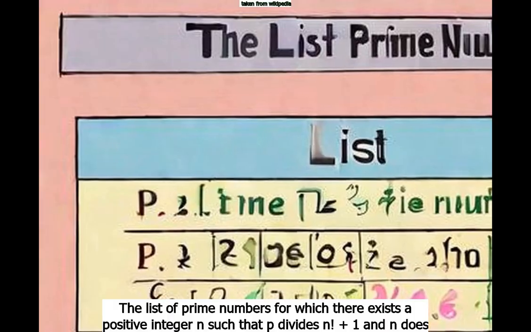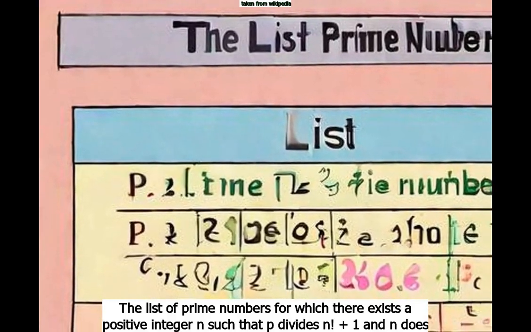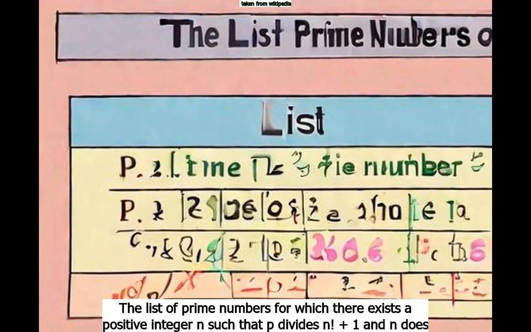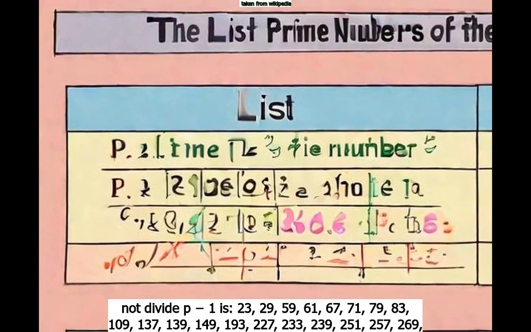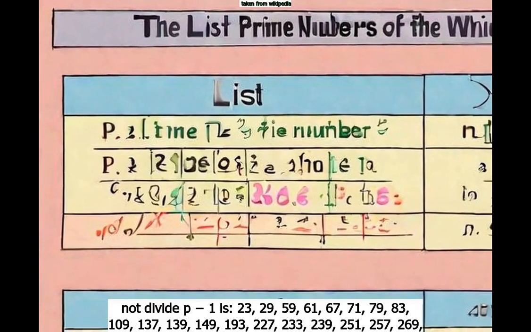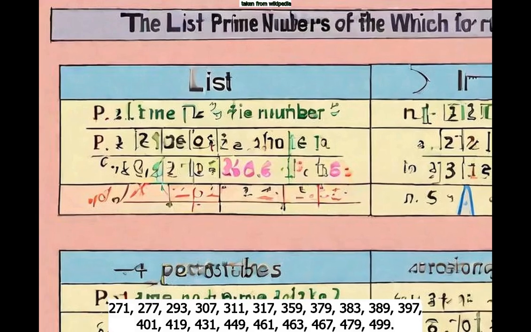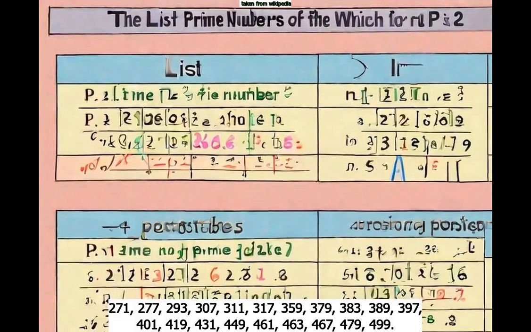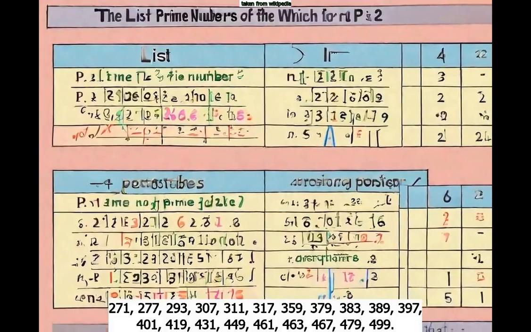A005109. The list of prime numbers p for which there exists a positive integer n such that p divides n factorial plus 1 and n does not divide p minus 1 is as follows: 23, 29, 59, 61, 67, 71, 79, 83, 109, 137, 139, 149, 193, 227, 233, 239, 251, 257, 269, 271, 277, 293, 307, 311, 317, 359, 379, 383, 389, 397, 401, 419, 431, 449, 461, 463, 467, 479, 499.